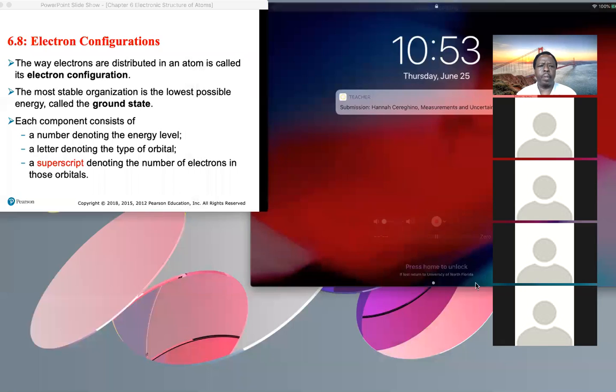Remember, chapter 6 is the electronic structure of an atom. How are electrons arranged in an atom of any element on the periodic table? This is called electron configuration. Let me share my screen here. We are on section 6.8, writing electron configuration. There is what we call the ground state. We're going to talk about the excited state. What does the ground state electron configuration of an atom mean?